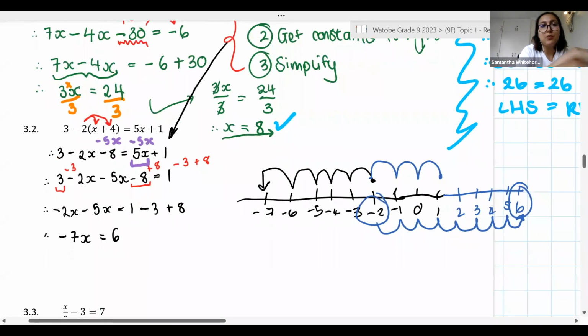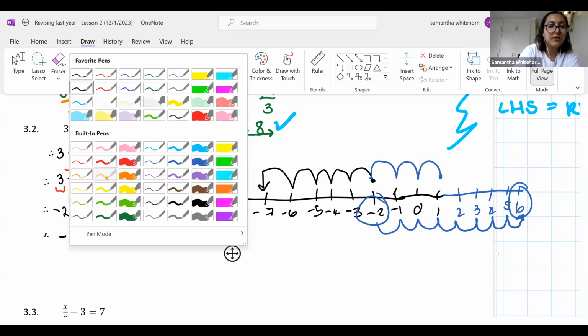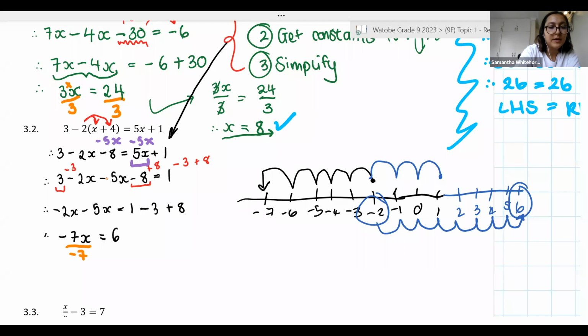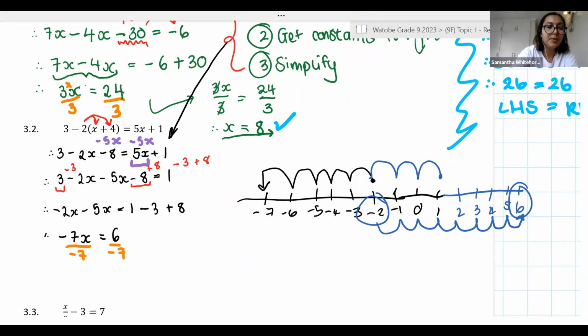Now we saw that when we've got that coefficient, or the number in front of x, we're not a huge fan of that. So we want to get rid of it. We want to divide both sides by negative 7. And it's very important that we divide by the negative as well, because what we want is just the x. It mustn't be a negative x. It must just be x or positive x. So I'll have negative 7x divided by a negative 7 is equal to 6 divided by negative 7. We know that the negative 7s essentially cancel out. And so what we're left with is x is equal to negative 6 over 7.